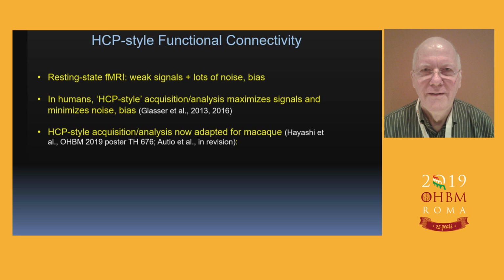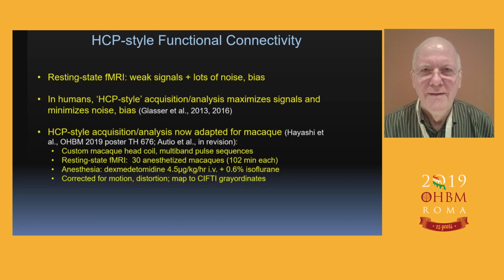we've extended this HCP-style approach for the macaque. That involves a customized head coil for the macaque, and resting state fMRI data. In this study, 102 minutes from each of 30 anesthetized macaques, and we worked to titrate the anesthesia to be relatively light but stable to get good signals.